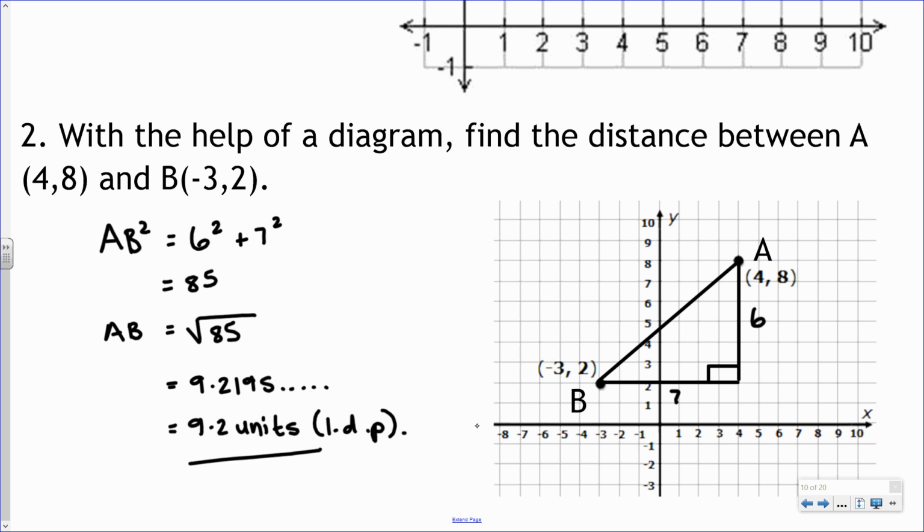So just to recap, we want to create a diagram, plot the points, join the points to make a right angled triangle, calculate the length of the two shorter sides, and then complete using Pythagoras theorem.